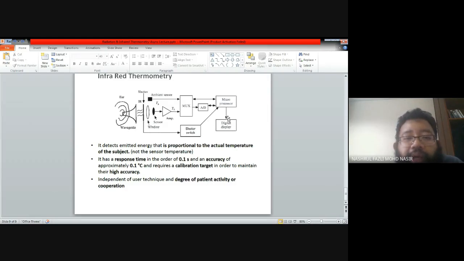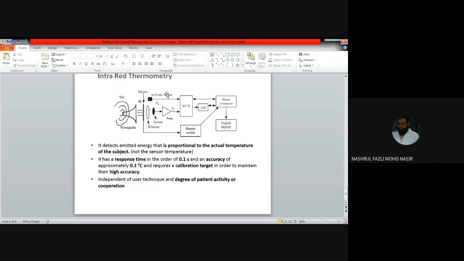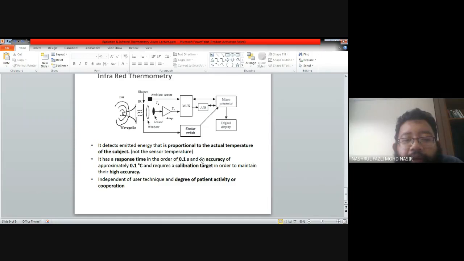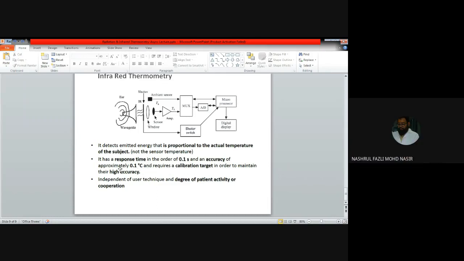So this is the block diagram for it. This is your waveguide, which sends your infrared to the shutter. They have the ambient sensor, the multiplexer, and the analog to digital converter. The shutter switch is here, and you have your microprocessor, and then your digital display. It detects emitted energy that is proportional to the actual temperature of the subject. It has a response time in the order of 0.1 second and an accuracy of approximately 0.1 degrees Celsius, and requires a calibration target in order to maintain the higher accuracy.